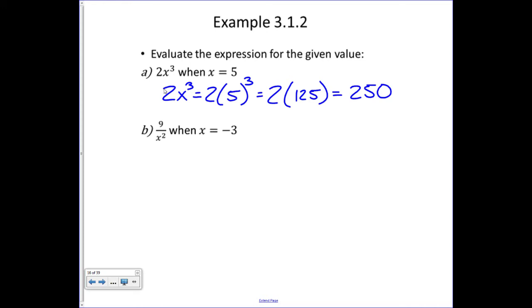For our second example, we've got 9 over x squared. And now we're going to replace x with negative 3. Notice that negative's within the parentheses. It's because x is equal to negative 3. Negative 3 times negative 3 will give us positive 9, and 9 divided by 9 is just 1. It's very important to pay attention to the order of operations when dealing with exponents. Deal with the exponents first, then multiply or divide.